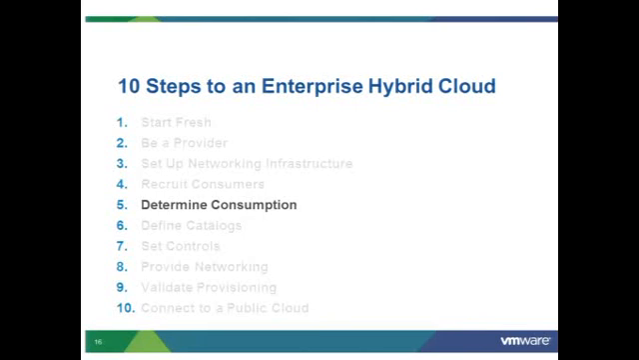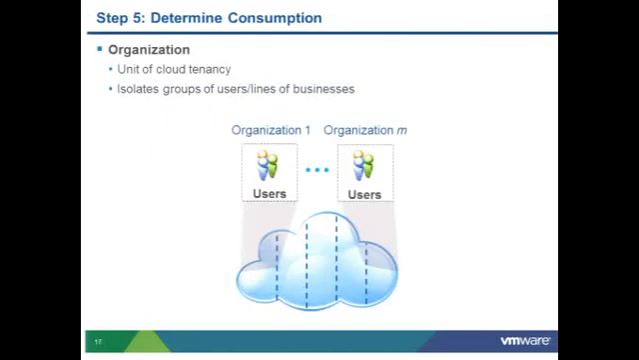So now that we have our consumers, let's define our consumption models of how these consumers will use the vCloud. When we carve up a cloud, our unit of tenancy is called an organization within vCloud Director. Each organization contains users, and the organization has users exclusively to that organization. Those users do not see other users in other organizations. It's kind of, they're in their own little world. They typically map to different lines of business.